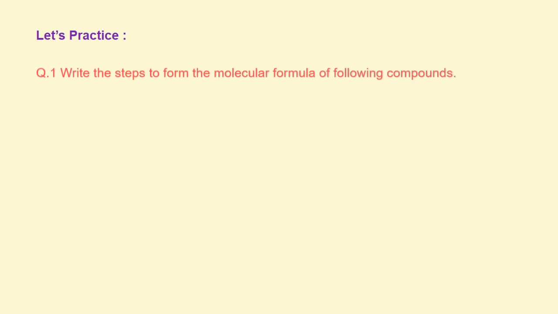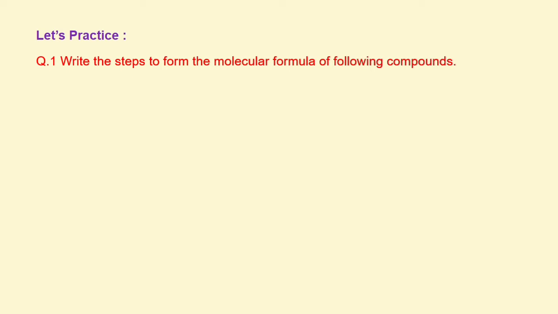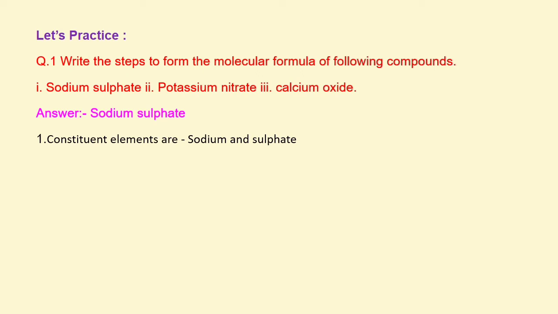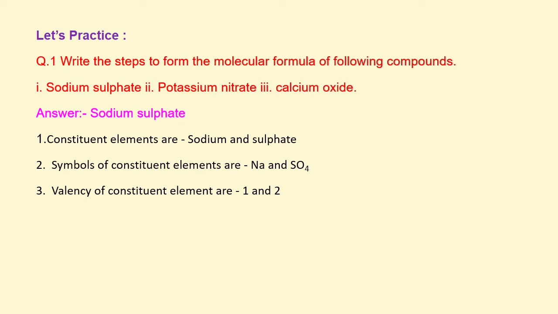Let's practice. Question number 1 is: write the steps to form the molecular formula of the following compounds. The compounds are sodium sulfate, potassium nitrate and third is calcium oxide. Answer for sodium sulfate. First step is constituent elements in sodium sulfate are sodium and sulfate. Second step, symbols of constituent elements are Na and sulfate SO4. Third step is valency of constituent elements are 1 and 2.